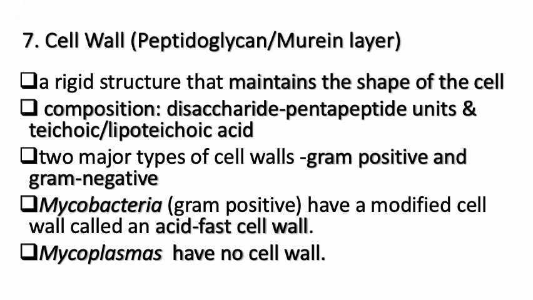The next structure is the cell wall, which maintains the shape of the bacterial cell. Commonly, the cell wall is classified according to its staining reaction with the gram staining technique. The cell wall is composed primarily of disaccharide pentapeptide units and teichoic and lipoteichoic acid. It contains the peptidoglycan, also called the peptidoglycan murein layer, because it contains peptides or proteins and sugars combined.